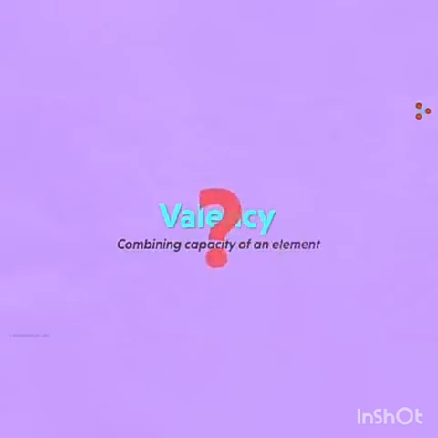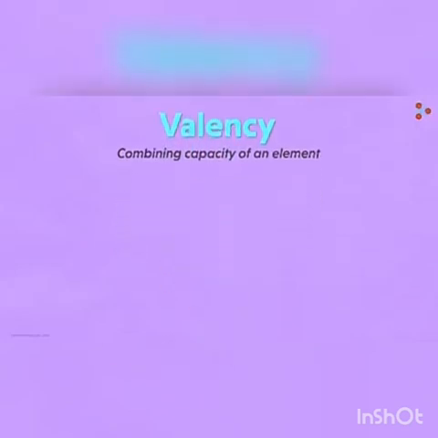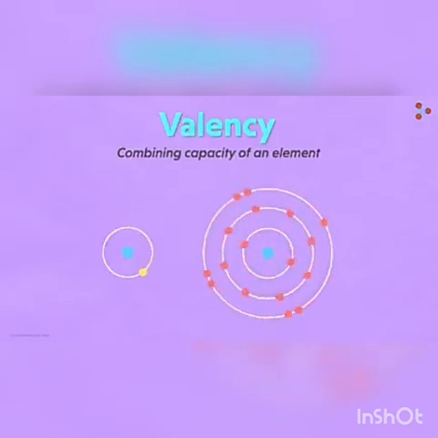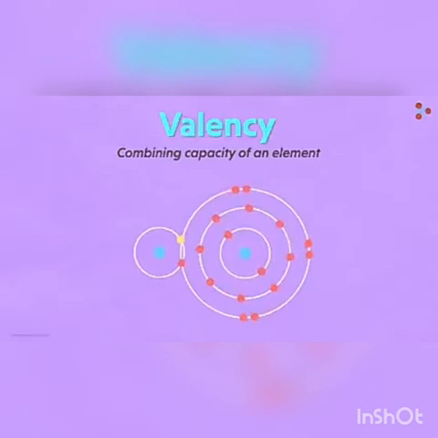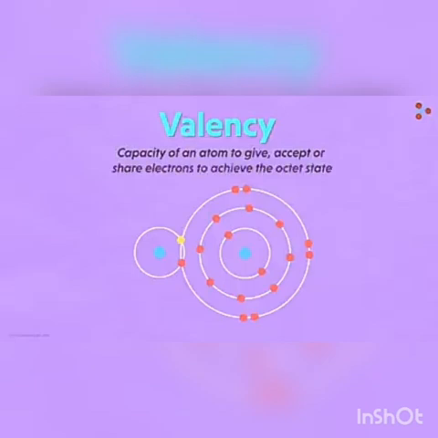Now, what exactly do we mean by this? When we say combining capacity, that means how much can an atom bond with another atom. Does that mean how many electrons can be given or taken or even shared? Yes. The capacity of an atom to give electrons, accept electrons, or even share them in order to achieve the octet state can be termed as its valency.